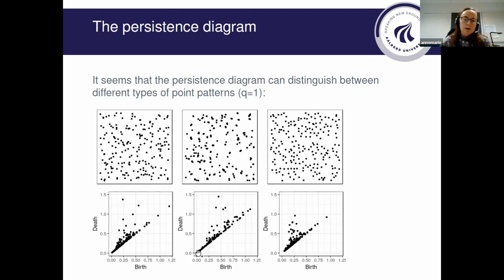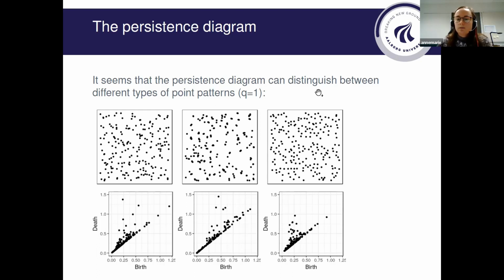And then we also seem to have fewer points down here with low birth and death times, corresponding to these clusters. So there are not so many classes born at very early times. So it seems that these points in the clusters do not really form anything in homology at very small birth and death times.